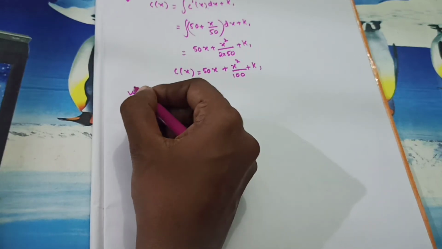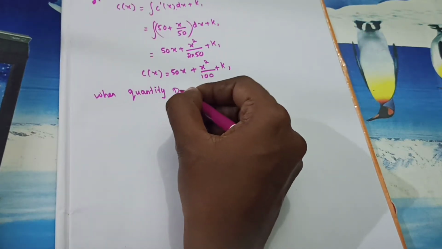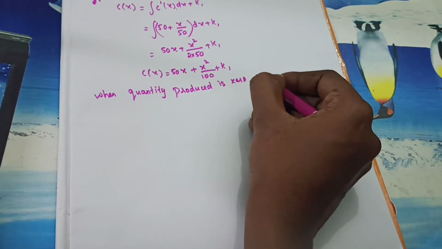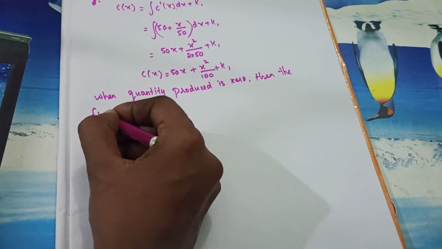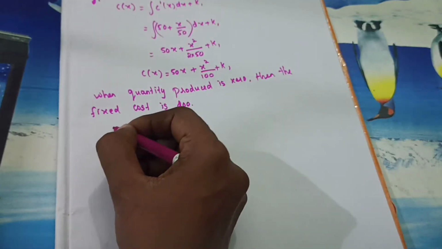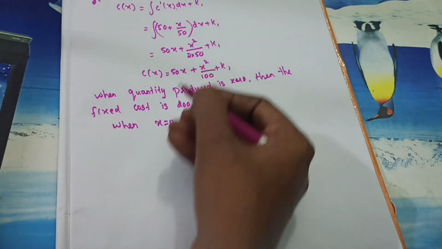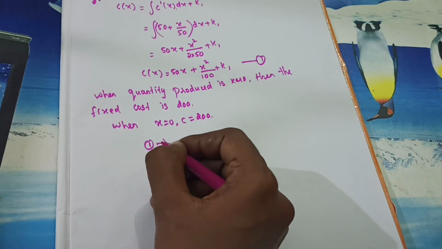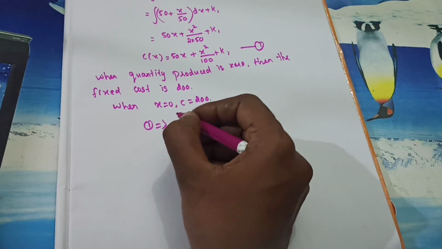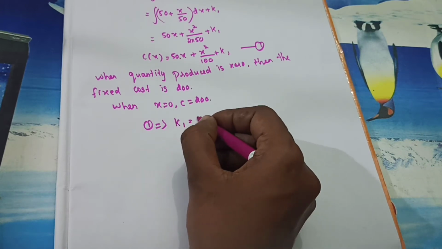Okay. So when quantity produced is 0, then what's the fixed cost? It is given, is it right? Fixed cost is given as 200. So when x is equal to 0, C is how much? 200. Now shall we apply here? Take it as equation 1. In the place of x is 0, this will be also 0, this will be also 0. So k1 is equal to 200.